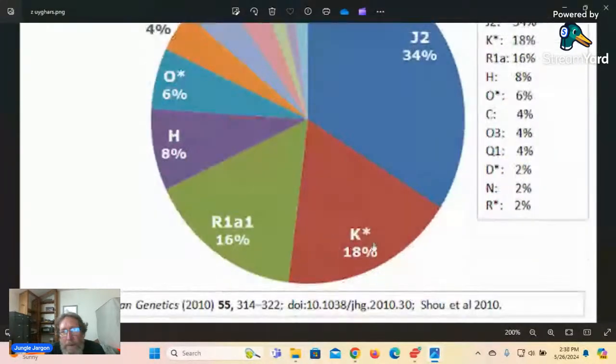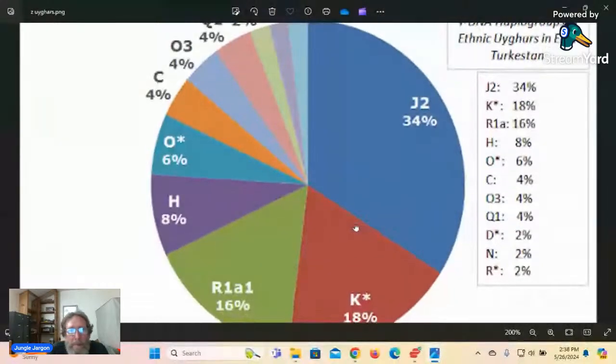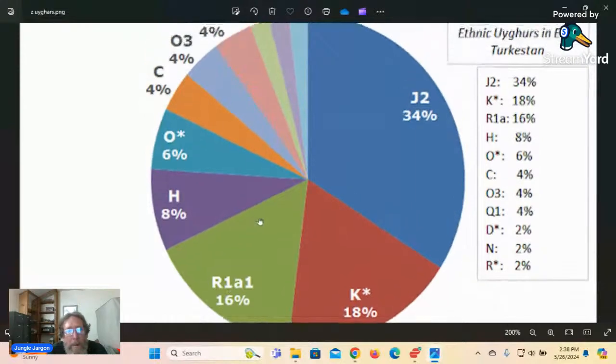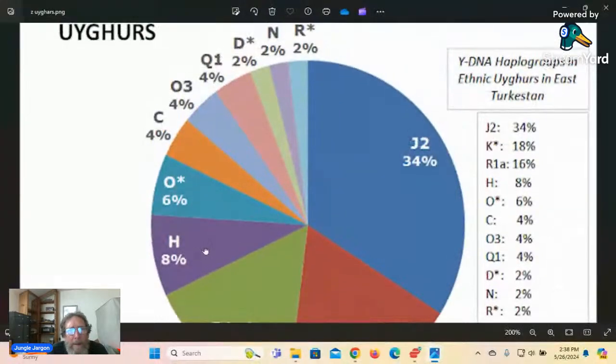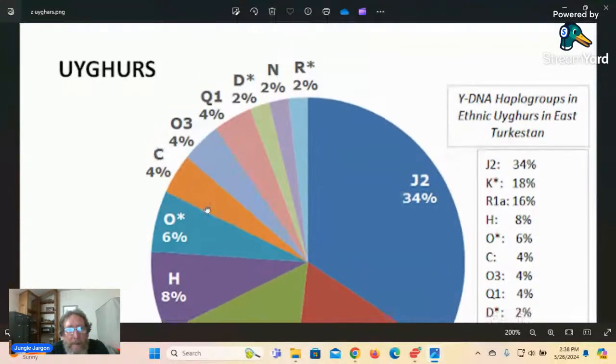The K being Tubal, that's interesting. 18% descended from Tubal, which is in Asia, pretty much. And the R1A, very large percentage of the R1A. We have the Elamites, 8% Elamite. And O, of course, is Magog, the predominant haplogroup in the area. Well, it's only 6% here, but elsewhere in the area, the predominant haplogroup is O from Magog. C is from Nimrod. There's some more O.